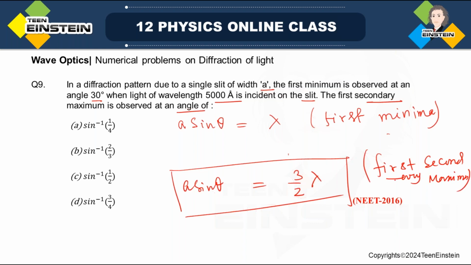Okay. All right. So from here you have to find out what is the angle. So this theta you have to find out. Okay. So theta, let us write sine theta is equal to 2 by 3 a.